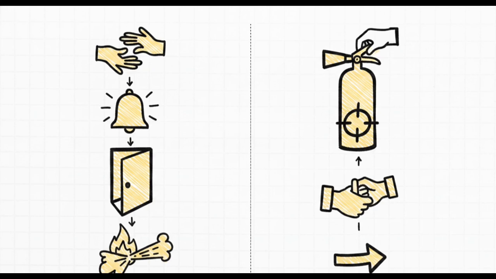The first is RACE. This dictates your immediate response to a fire: rescue anyone in immediate danger, sound the alarm, contain the fire by closing doors, and only then attempt to extinguish it.